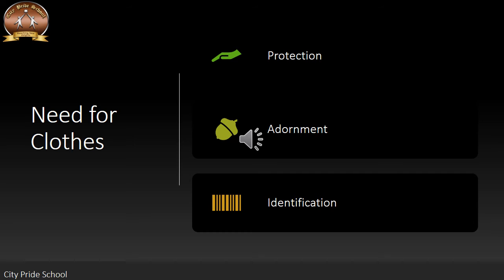But then they realized that they require clothes for protecting them from different weather conditions. It's also an adornment because it helps us to look good. We do try to wear good clothes because we want to look good, and an identification. Why an identification? Because by looking at the person's clothes, we can come to know which culture the person belongs to. So clothes also identify the culture of the particular person.